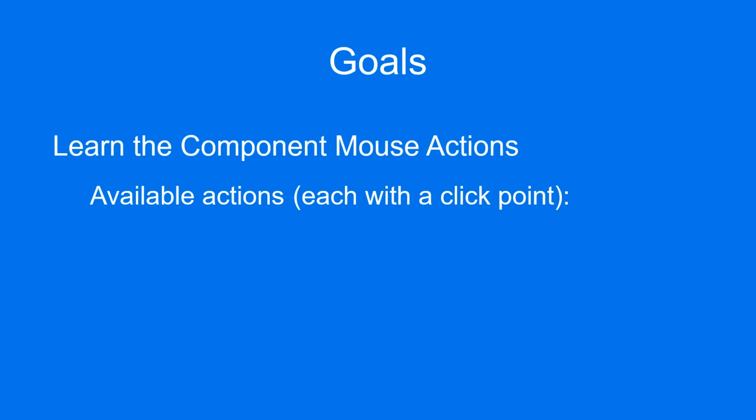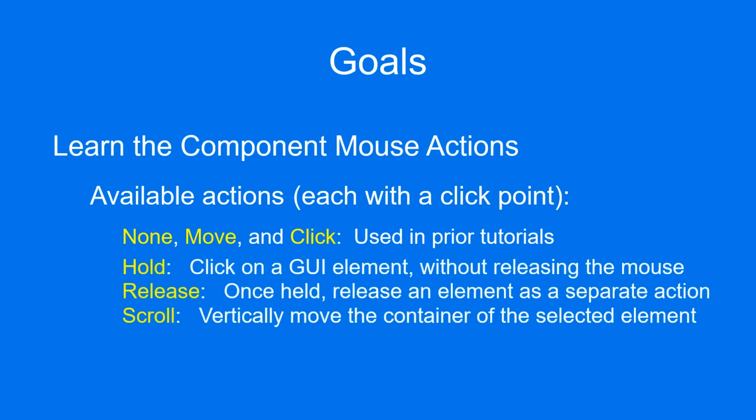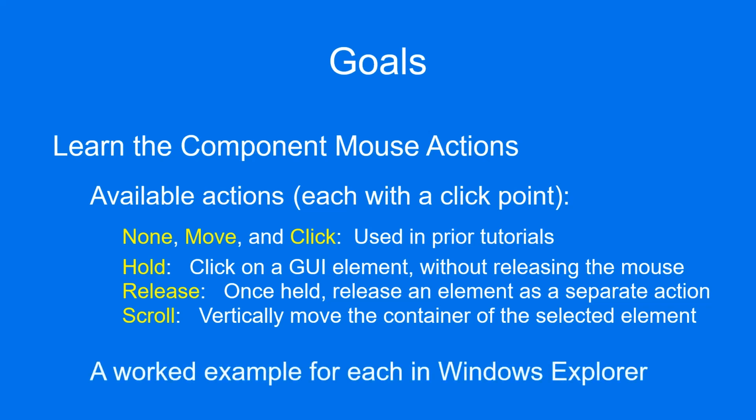We'll also look at where a click point will be set and how to change it. The first 3 actions we've used in other video tutorials are None, which is no action, Move, which moves the mouse to the designated point, and Click, which moves the mouse to that point and then clicks. Here we'll take a deeper look at the other 3 mouse actions. Hold, which clicks on an element of the interface without releasing the mouse. Release, where once an element is held, it releases it as a separate action. And Scroll, which vertically moves the container of the current object up or down. This tutorial will walk through an example for each of these 3 actions.